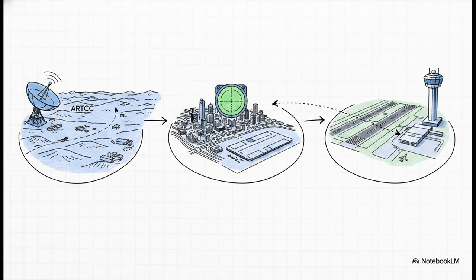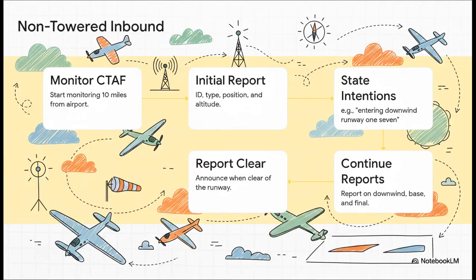For instance, Chapter 4 explains the roles of various ATC facilities, and, very importantly, it provides the official procedures for communicating and operating safely at airports that do not have an operating control tower. This is an excellent example of a codified procedure from Chapter 4. It details the precise sequence of self-announced broadcasts a pilot must make on the Common Traffic Advisory Frequency, or CTAF, when arriving at a non-towered field.